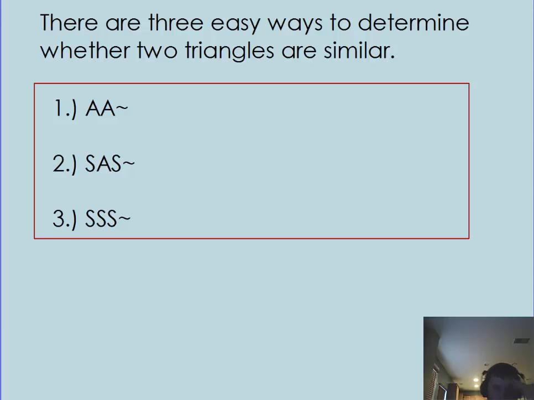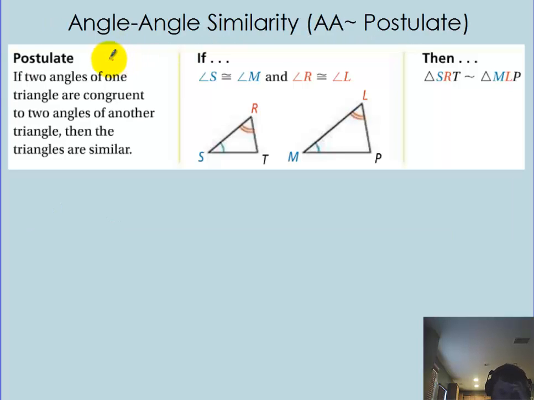Let's begin. There are three easy ways to determine whether two triangles are similar, and they're right here: angle-angle similarity, side-angle-side similarity, and side-side-side similarity. So let's go over the proofs of each of those, or the theorems, or the postulates.